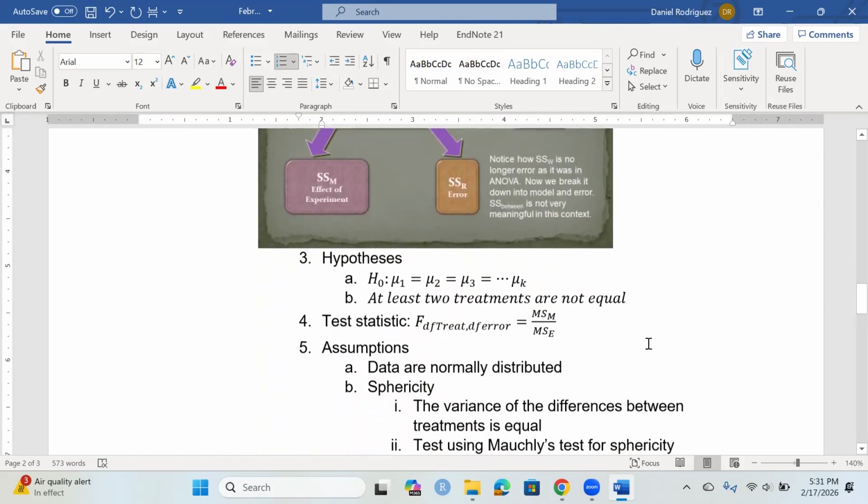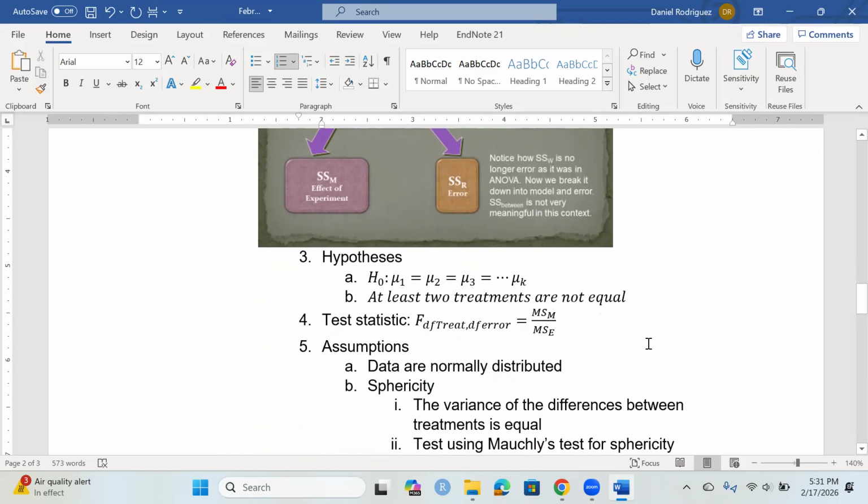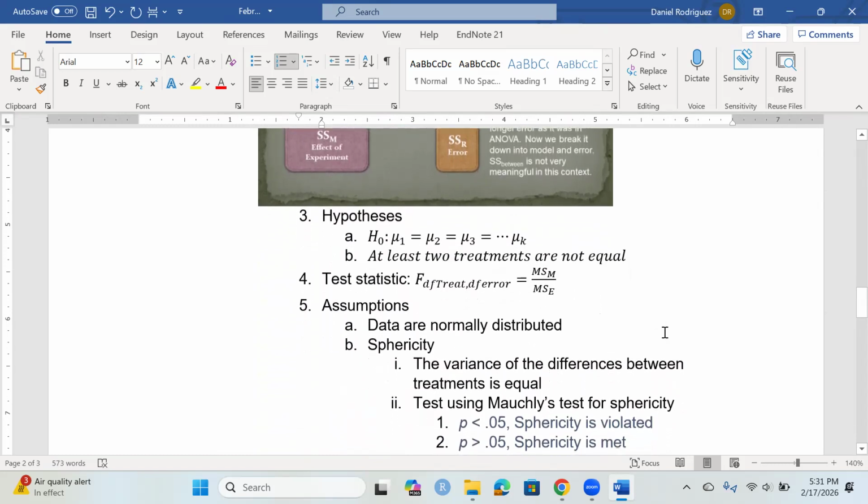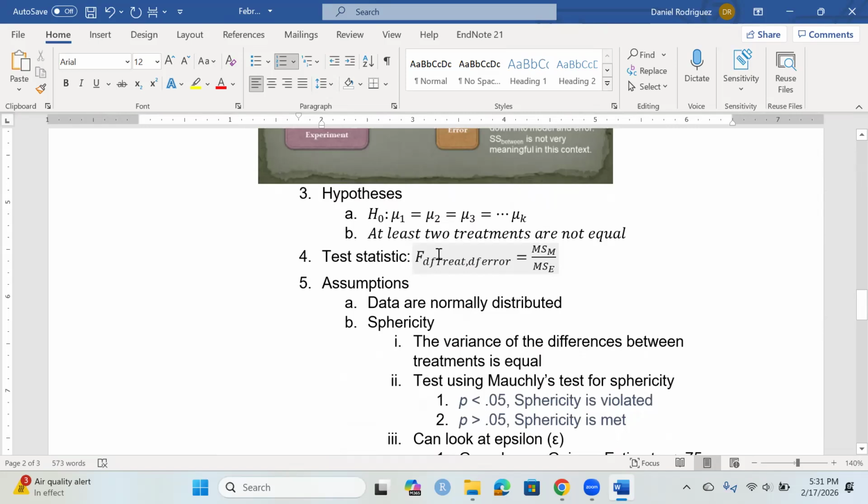Our hypothesis in a repeated measures ANOVA is that the means are equal, our null hypothesis. And our alternative is that at least two treatments are not equal. That's kind of what we want, but we don't know which ones they are. That's something where you'd have to test. Our test statistic is an F statistic.